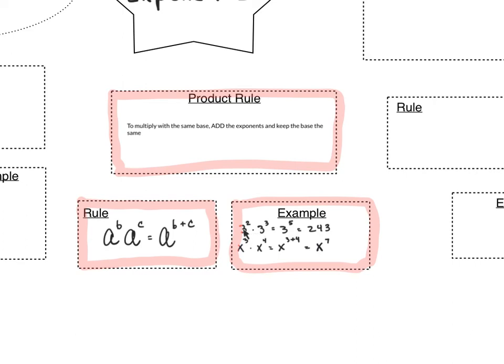For example, when we have 3 squared times 3 to the 3rd, that is going to be 3 to the 5th, or 243. But if we have variables, of course, we would have x to the 3rd times x to the 4th, which is x to the 3 plus 4, or x to the 7th. So just remember, when multiplying like bases, we add the exponents.